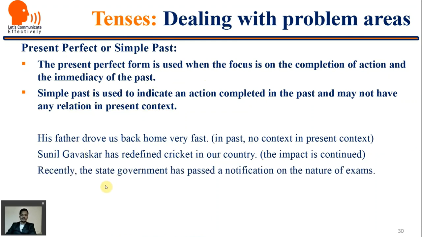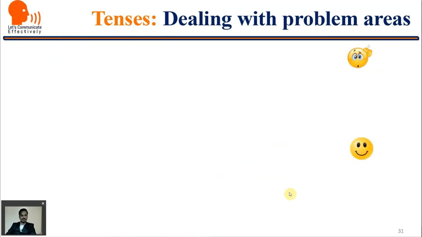And the third example is, recently the state government has passed a notification on the nature of exams. The notification has been passed, and it has some relation continually in the time when we are talking about the exams. So we use present perfect.